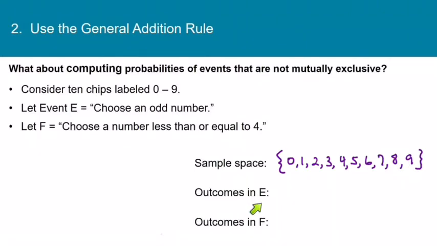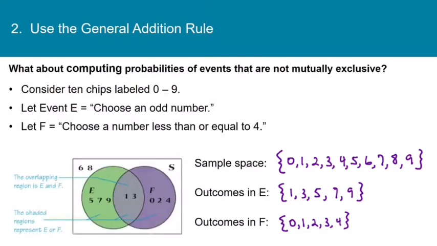But the outcomes in E are all the odd numbers. So that's going to be 1, 3, 5, 7, 9. And the outcomes in F are all the numbers less than or equal to 4. So that's going to be 0, 1, 2, 3, 4. Now notice that we do have some overlap here. An outcome of 1 is in both event E and event F, and an outcome of 3 is in both event E and event F.